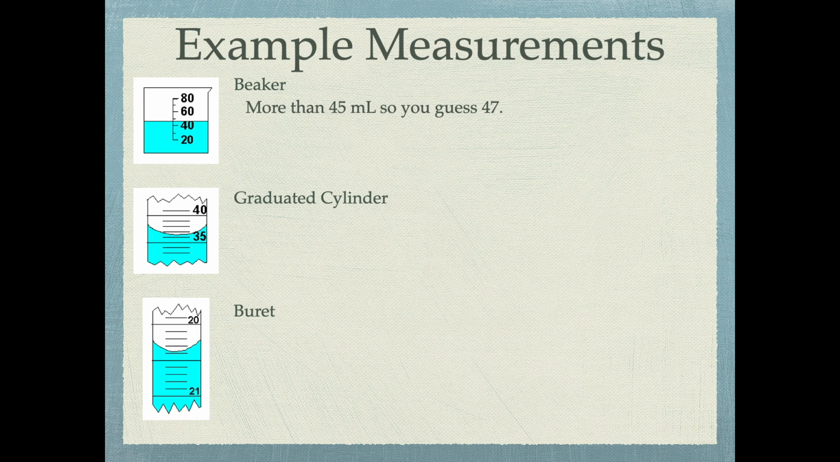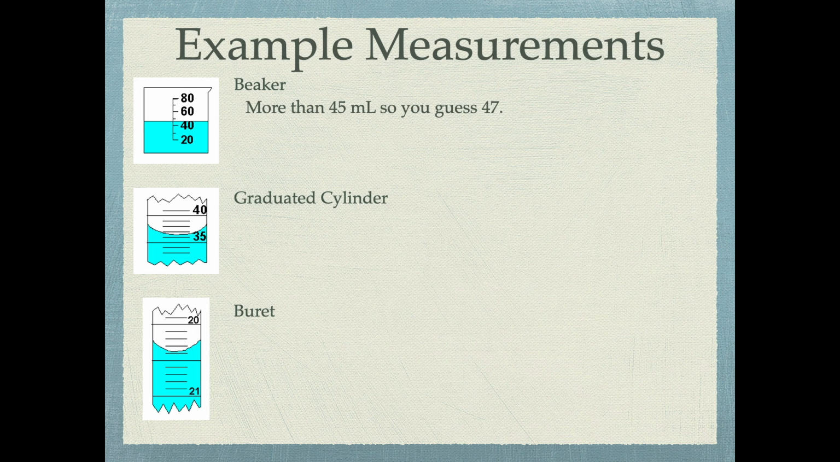And when you report that, you're reporting that you guessed out to that 7, okay? Could you say 47.1? No, because that's a lie and it's stupid, right? There's no way you could measure or even guess to 0.1. You just can't divide it that carefully. Your scale doesn't go that far. Let's do the graduated cylinder.